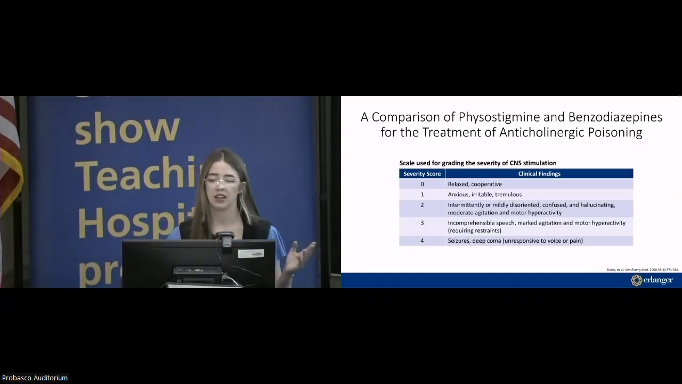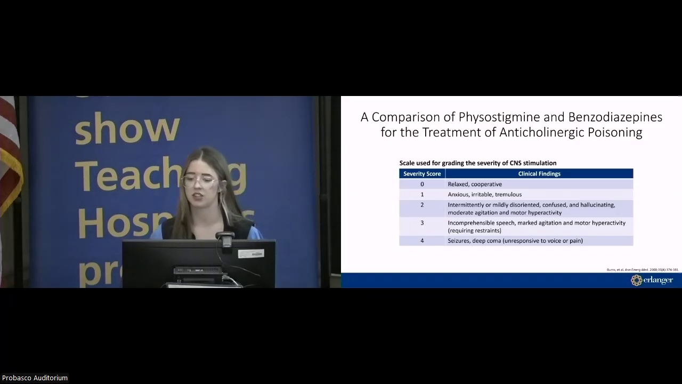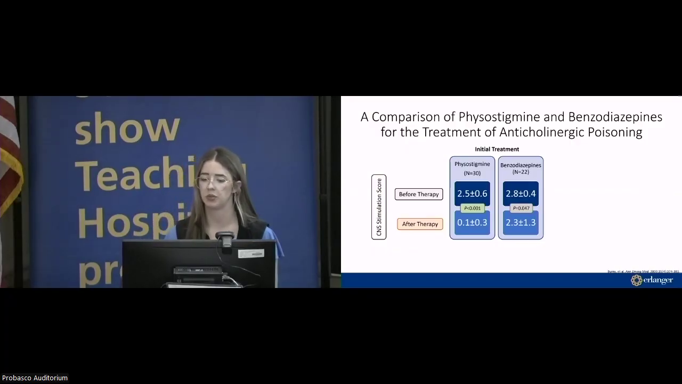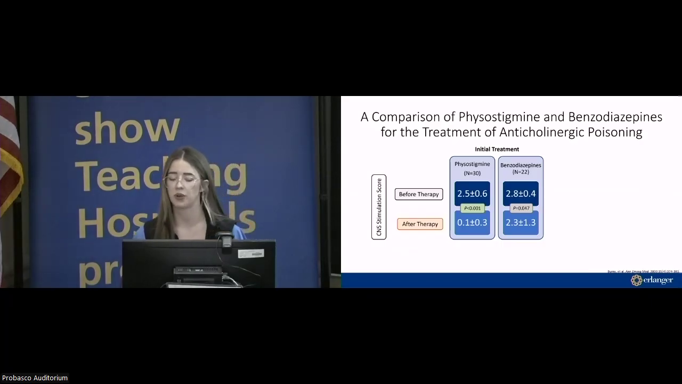So in this study, the investigators used this rating scale to quantify the level of agitation or delirium. The scores range from 0, representing a relaxed cooperative state, to 4, which reflects seizure or deep coma. And so here we see the key findings. Patients who were originally treated with physostigmine had dramatic improvement in CNS scores, dropping from 2.5 to 0.1 as seen in the first box on the left.